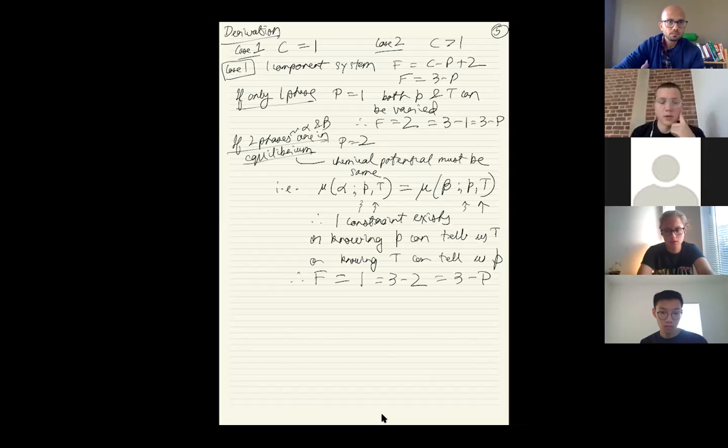I have a question. Can we think of it as alpha and beta being in the same system? So you can't change the pressure of one and not the other because they're in the same system. Yeah, absolutely. Very good point, Jared. We are assuming mechanical equilibrium. We are assuming thermal equilibrium, right?